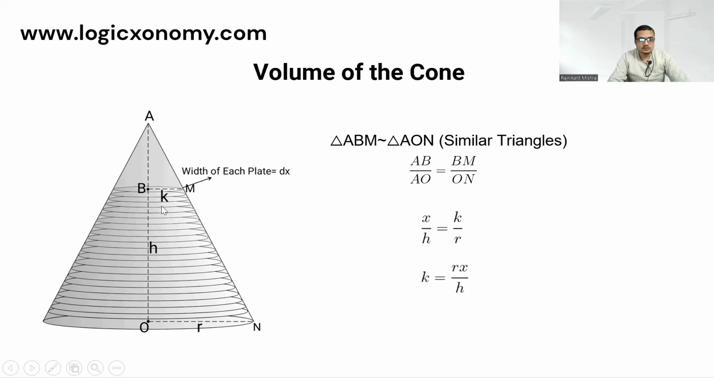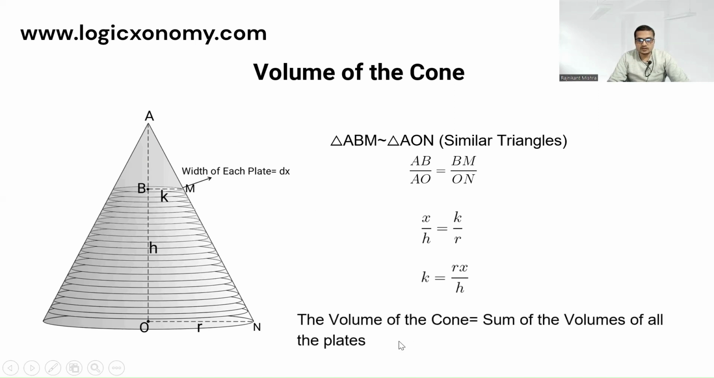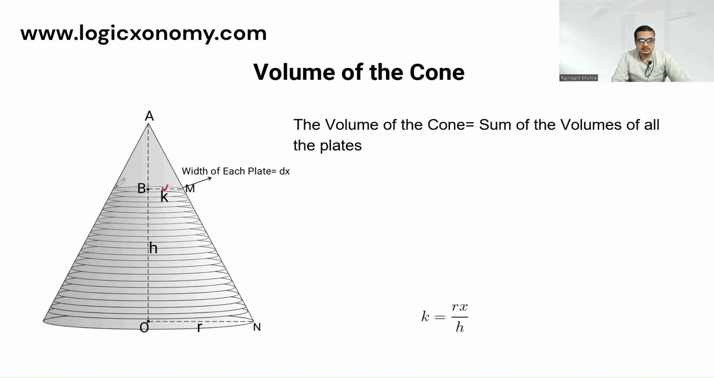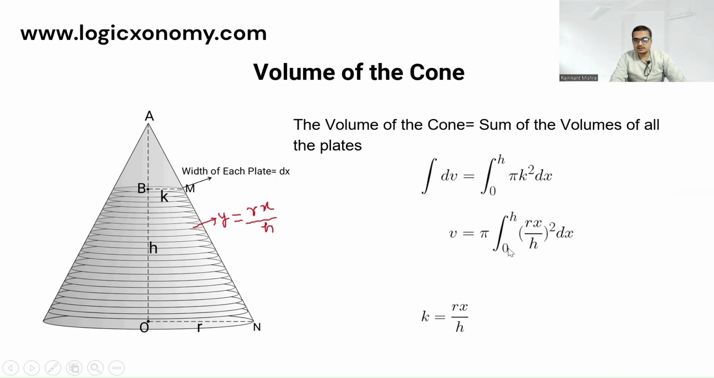Now, to find the volume of the whole cone, we have to add the volumes of all the plates. So, the volume of the cone is equal to the sum of the volumes of all the plates. Here in this case, the volume of this plate is equal to base area times height. The base area is πk², the radius is k, times the height, the width of this plate, which is dx, πk² dx. Here we don't know the radius of all the plates, but we know the relation between k, h and r. Let the radius of this plate be y, then after calculation, y is also equal to rx/h, similar to k. So put the value k = rx/h, volume V is equal to π, integration from limit 0 to h, (rx/h)² dx.